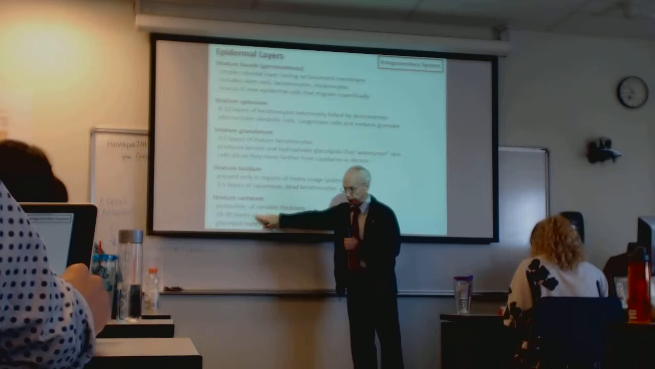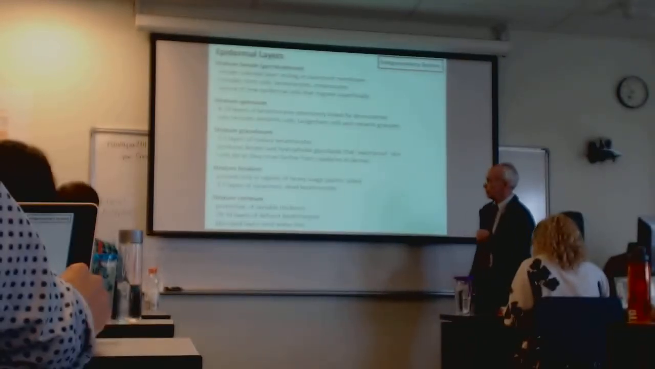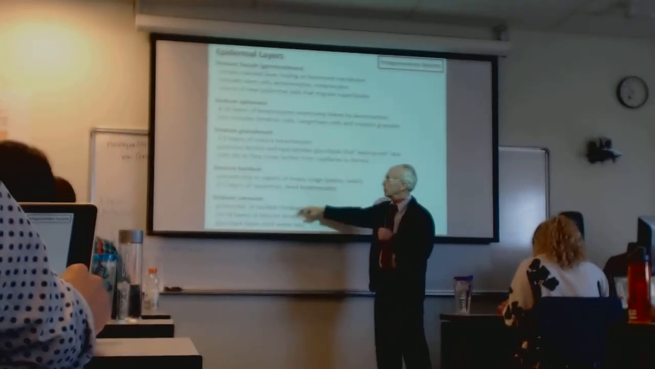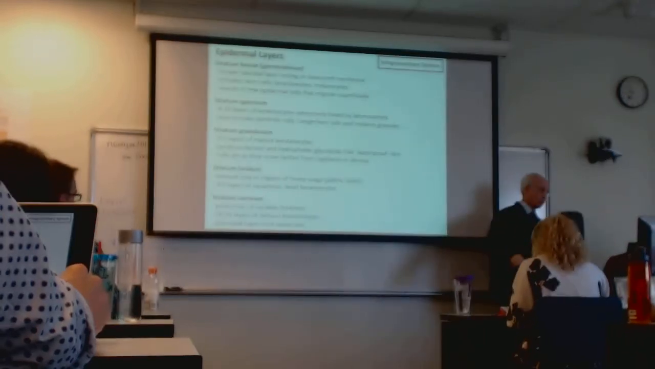Highly variable in density, 20 to 30 layers, typical. But they retain that glycolipid that was extruded in the granular layer. So again, waterproofing is present throughout.